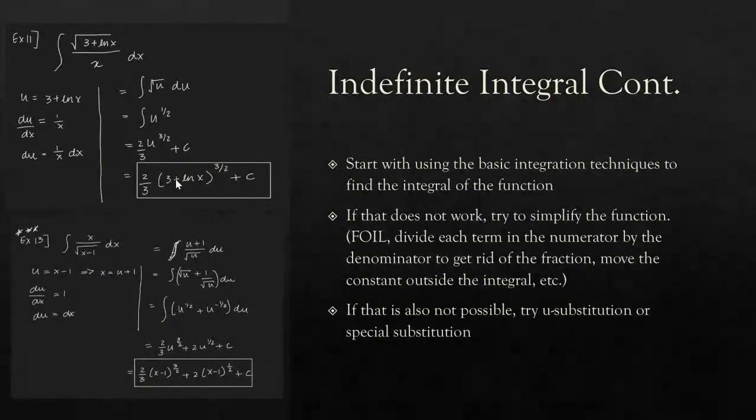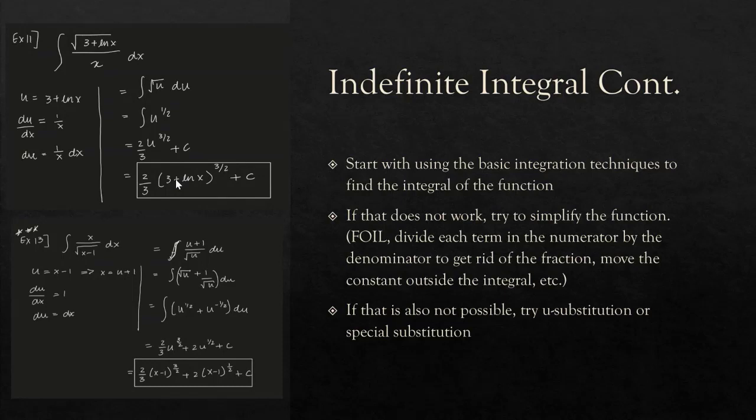When you're trying to integrate, you would start with the basic integration techniques to find the integral of the function. Let's say that does not work. Then you want to try to FOIL the function, multiply the two terms, or divide each term in the numerator by the denominator to get rid of the fraction. Or you can try to move a constant out of the function. Let's say you have (3x squared plus 2) divided by 2. You want to move the 1/2 outside the integral, so now you only have to integrate 3x squared plus 2.